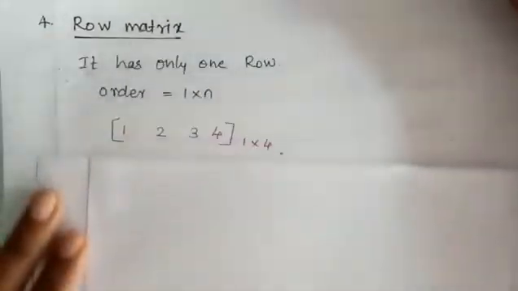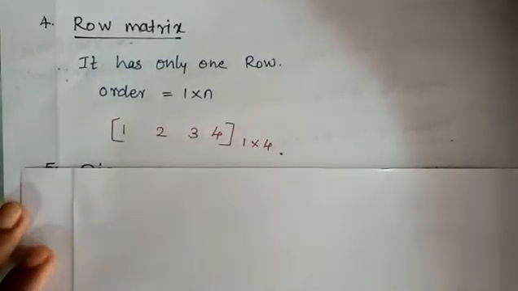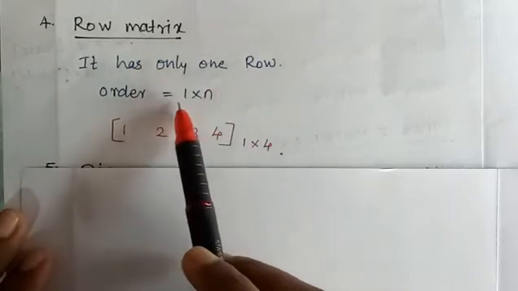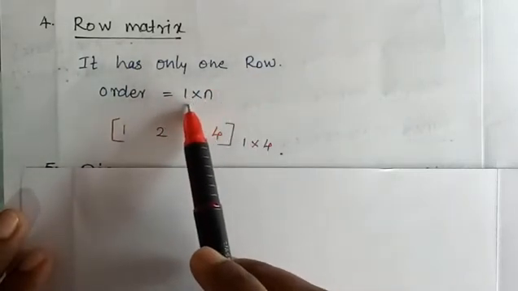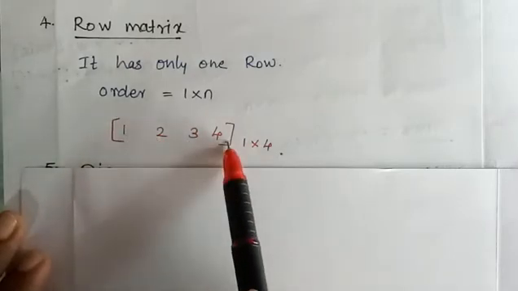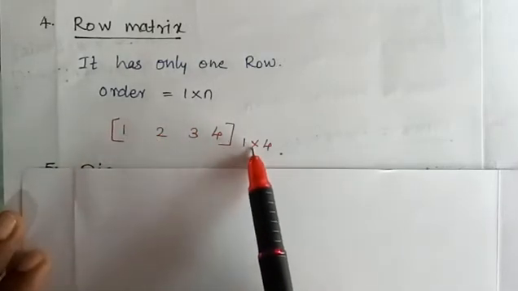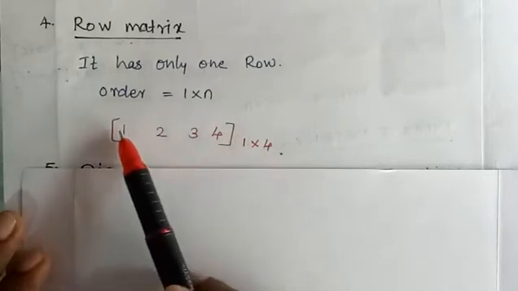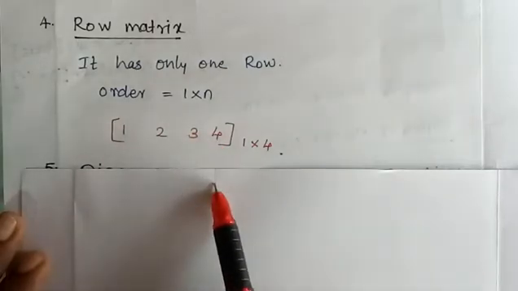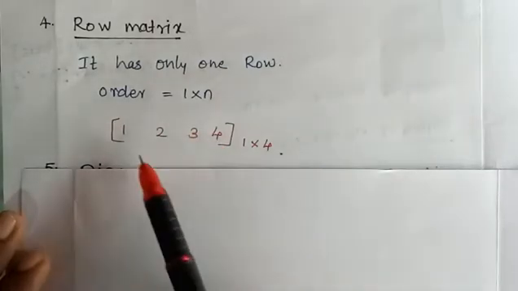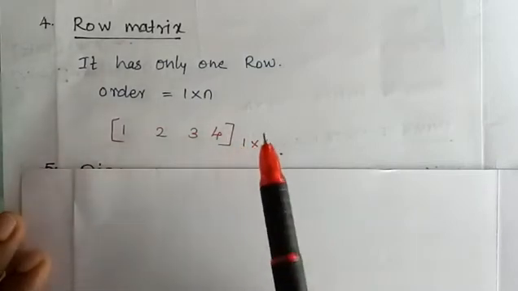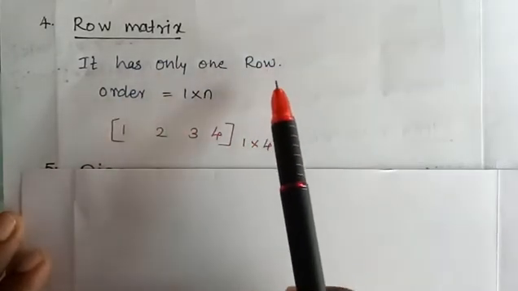And another one is the row matrix. Row matrix means it has only one row. Then the order is 1 by n. We write this order in a general manner. So consider an example 1, 2, 3, 4. Here one row is there and 4 columns are here. 1 column, 2 column, 3 column, 4 column. So the order of the matrix is 1 by 4. Row matrix means it has only one row.